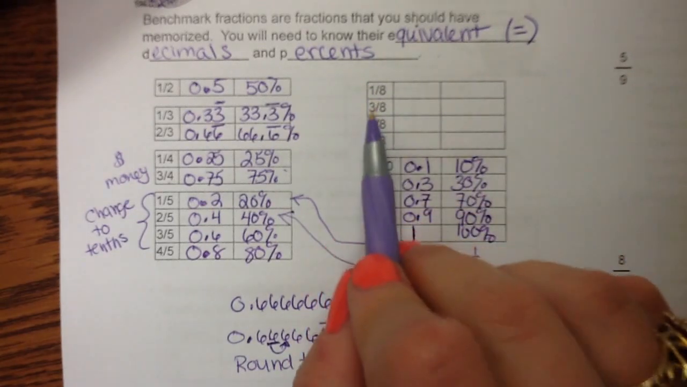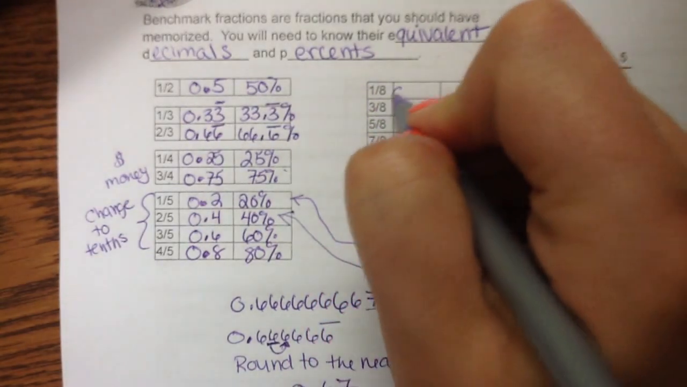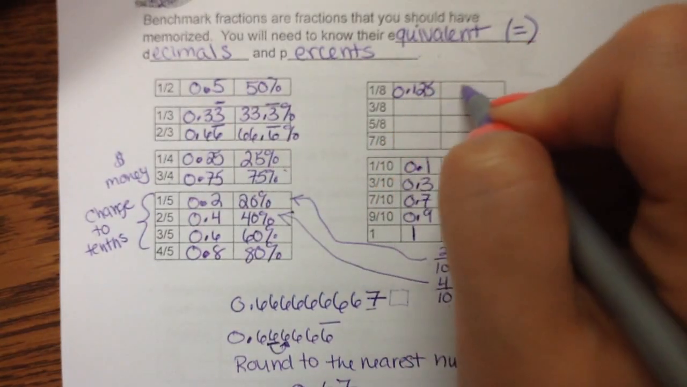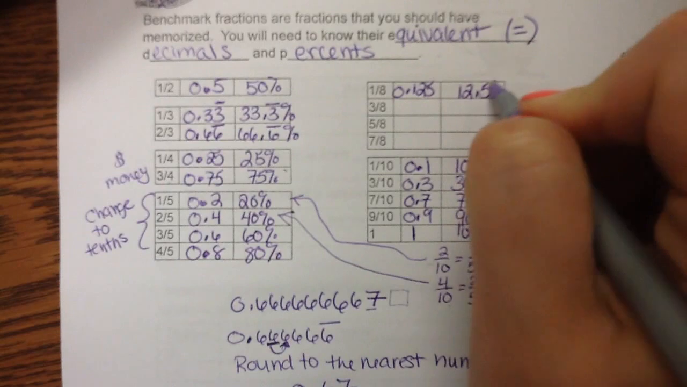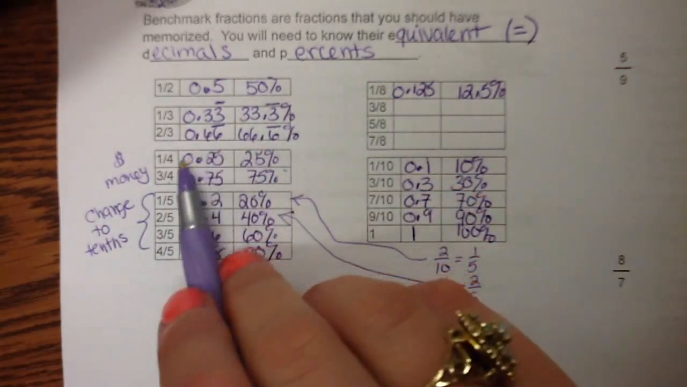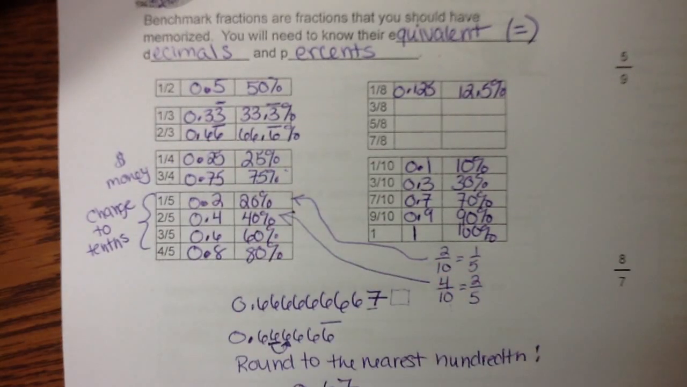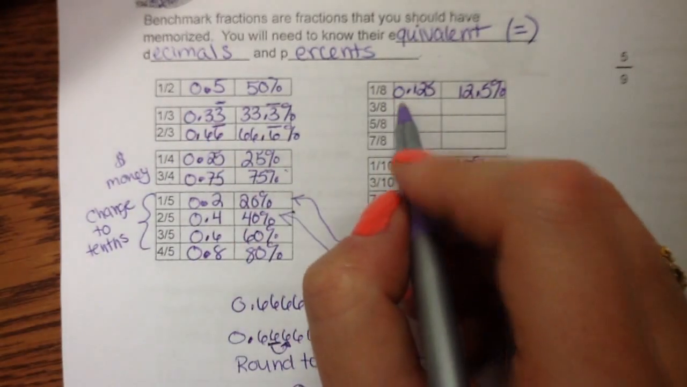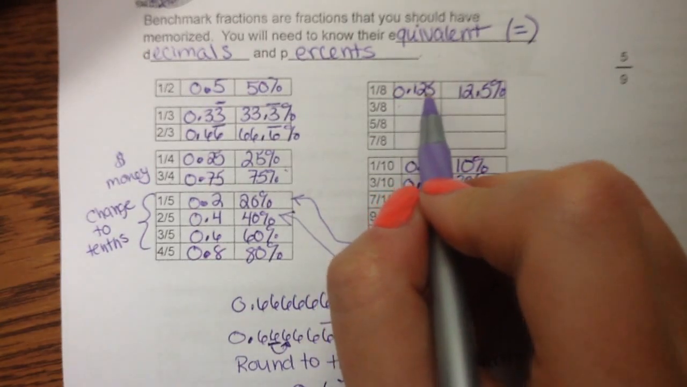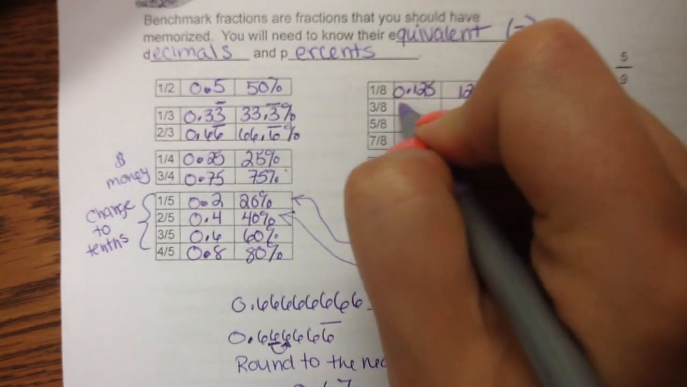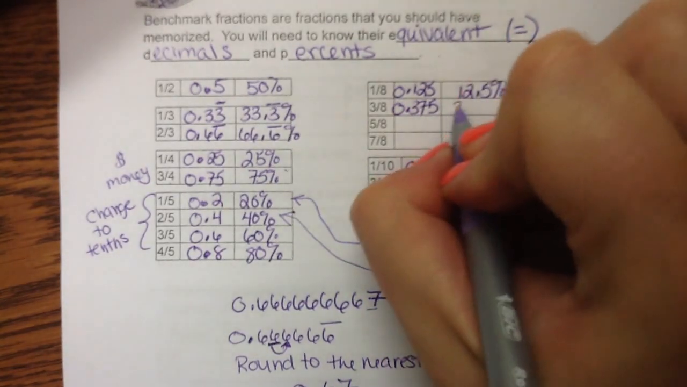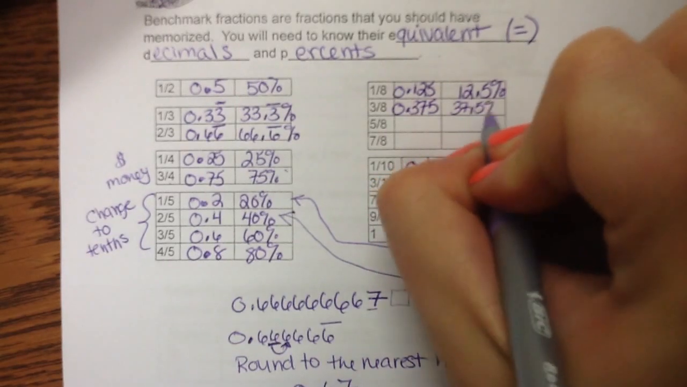Eighths are a little bit tricky. But if you know 1/8, you can figure out the rest. So 1/8 is 0.125. Move the decimal 2 to the right, and it's 12.5%. 2/8 simplifies to 1/4, so we didn't include that on the chart. 3/8: if I take 1/8 and add it 3 times, so 0.125 plus 0.125 plus 0.125, that gives me 0.375, or 37.5%.